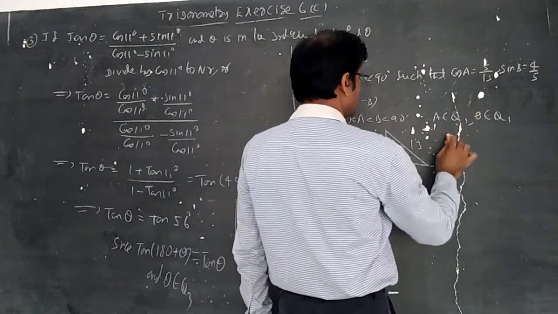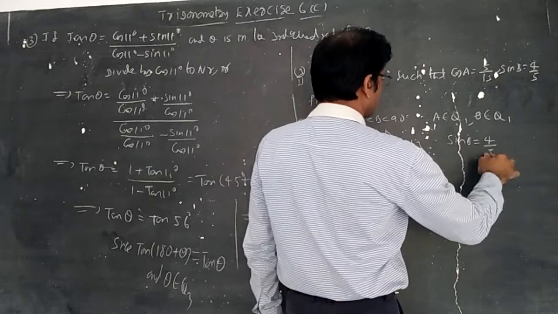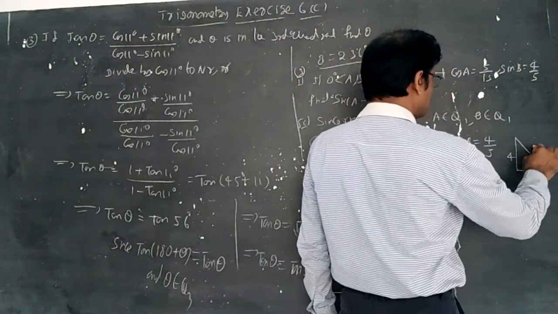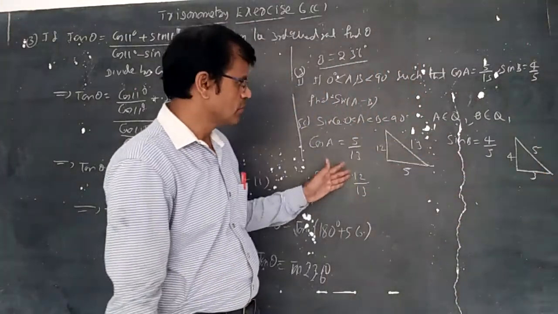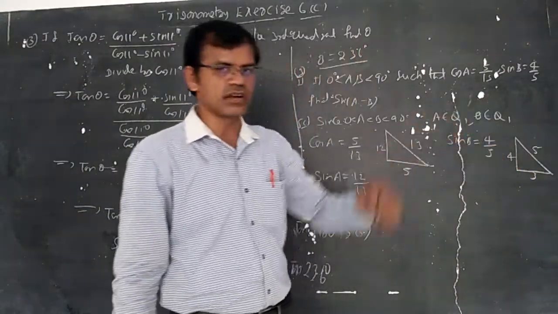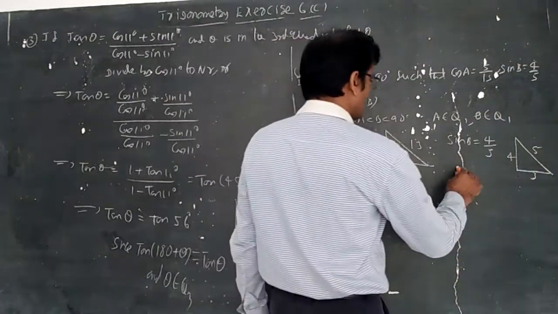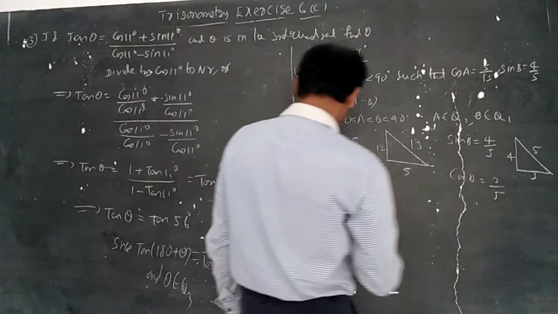Here take sin B. Sin B is equal to 4 by 5, and of course it is positive. Draw a triangle, sine means opposite by hypotenuse. Plenty of times you have done 3, 4, 5. These are the sides of a right angle triangle, and 5, 12, 13 are sides of a right angle triangle. Now cos B you can write. Cos B is equal to 3 by 5.